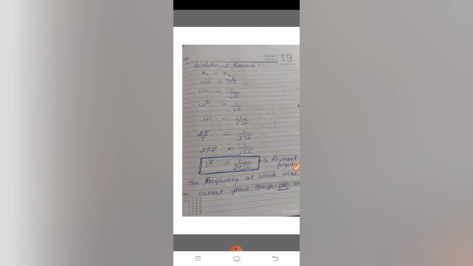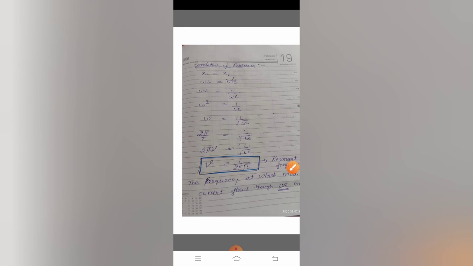And what is that condition? That condition is that XL is equal to XC. What is the value of XL? Omega L equals 1 upon omega C. Just cross multiply both. Omega and omega will become omega square equals 1 upon LC. Omega is equal to 1 upon under root LC, because square will become under root on the other side. What is the value of omega? 2 pi upon T, equals 1 upon under root LC. 1 upon T is nu, so 2 pi nu is equal to 1 upon under root LC.